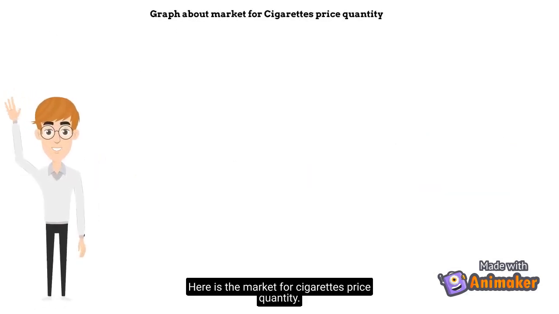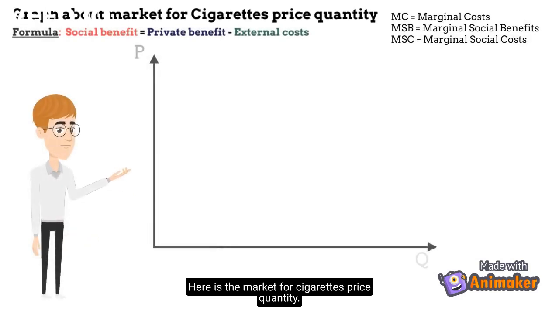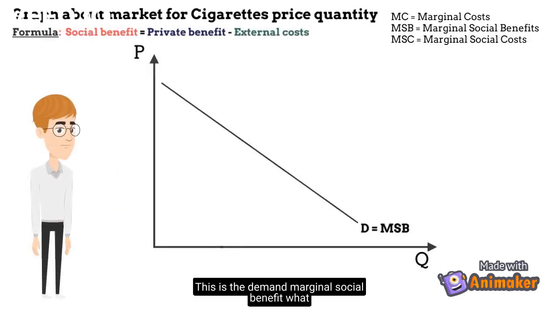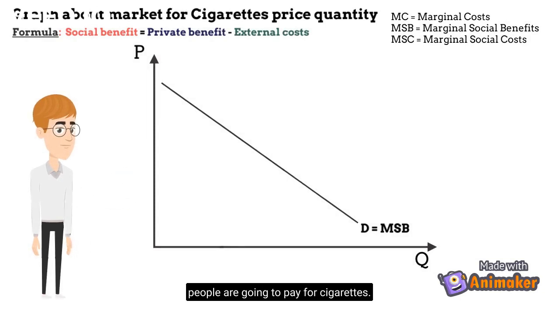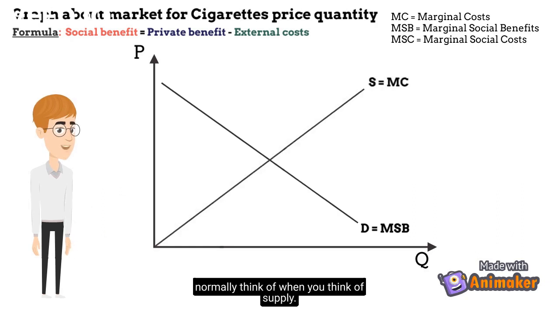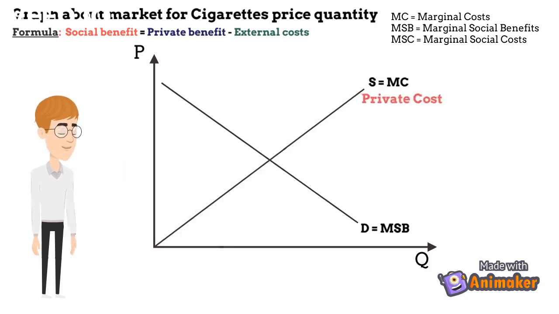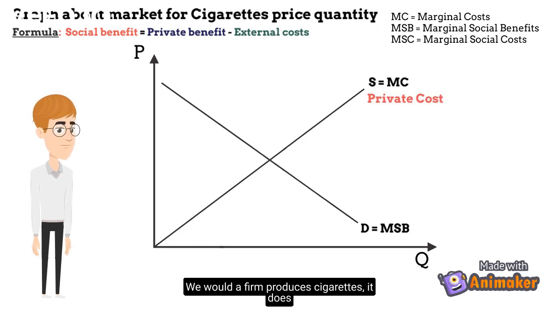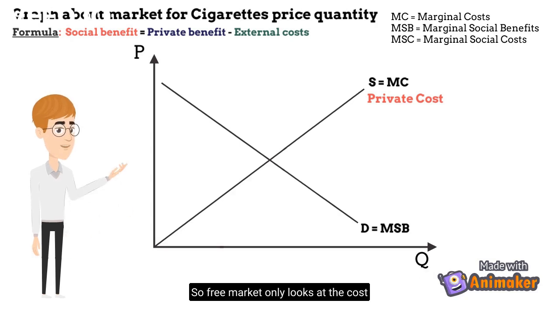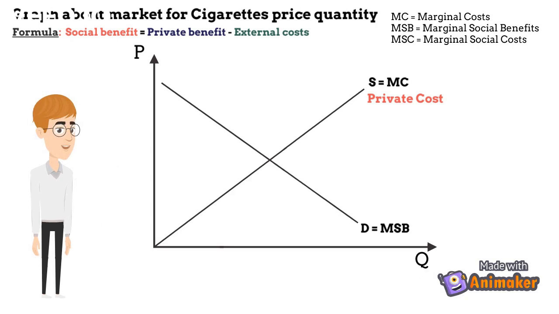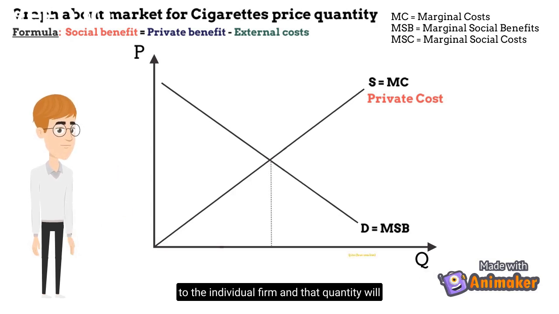Take a look at a graph. Here is the market for cigarettes, price and quantity. This is the demand, the marginal social benefit, what people are going to pay for cigarettes, and this is the marginal cost that you normally think of when you think of supply, and supply is equal to marginal cost. But this is the private cost. We have a firm that produces cigarettes. It does not factor in the additional cost of cigarettes, so the free market only looks at the cost to the individual firm, and that quantity will be the quantity of them, right? QFM.